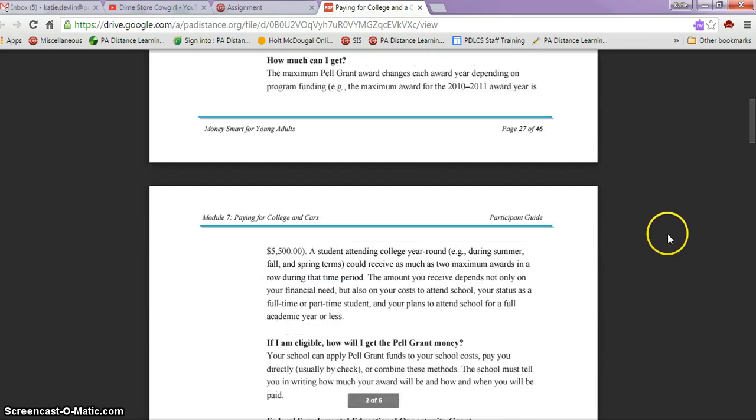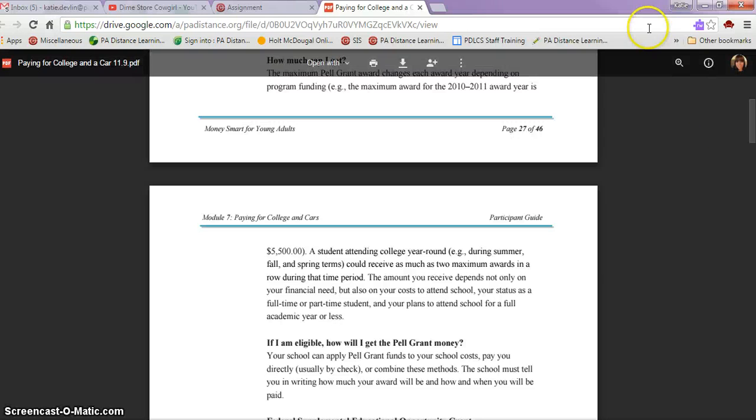How much can I get? The maximum Pell Grant award changes each year depending on program funding. For example, the maximum award for the 2010-2011 award year is $5,500. A student attending college year-round, for example during summer, fall, and spring terms, could receive as much as two maximum awards in a row during that time period. The amount you receive depends not only on your financial need, but also on your cost to attend school, your status as a full-time or part-time student, and your plans to attend school for a full academic year or less.